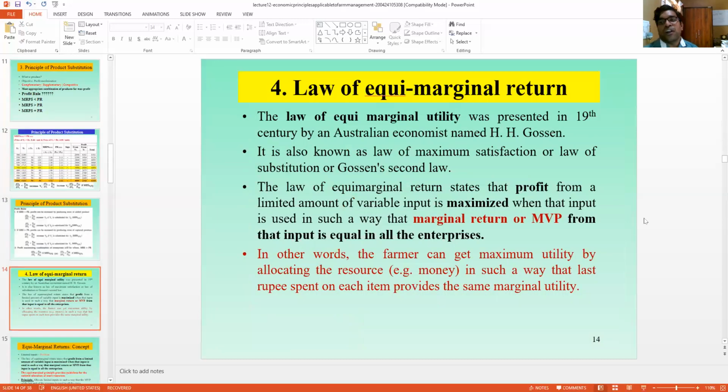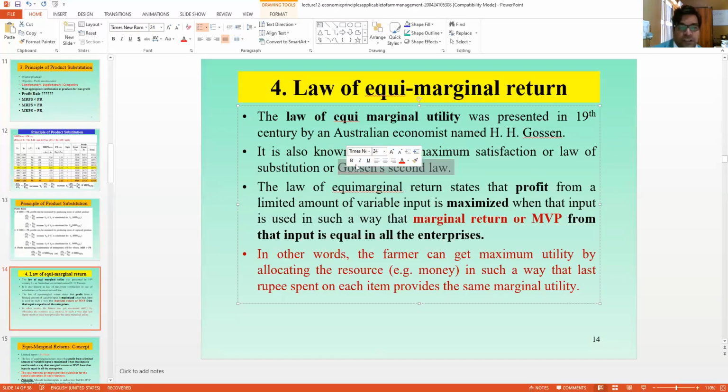Now coming to law of equi-marginal returns, or law of same or equal marginal returns. This was first given by H.H. Gossen, an Australian economist. So this is also called Gossen's second law. He also got the first law. We don't know that, but this is the second law, right? Now, this is called the law of maximum satisfaction, because the law aims at getting maximum returns for the farmer as well as maximum satisfaction for the consumer, right?